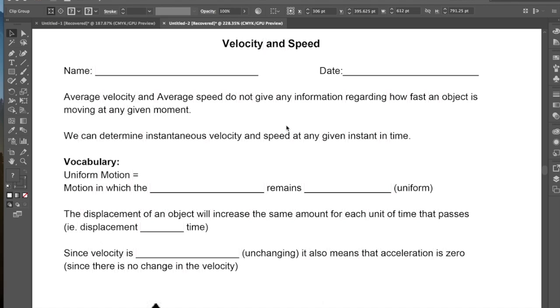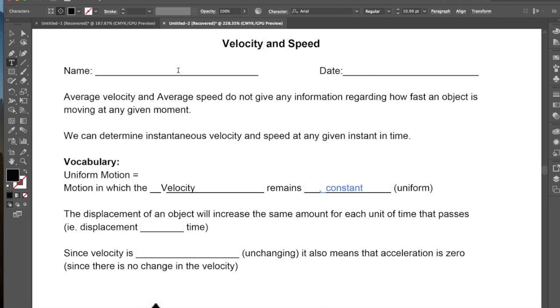And we can determine that at any given instant of time. So let's start with a little bit of vocabulary. What we're going to focus on today is maybe a concept that you've heard of before, and that's uniform motion. Uniform motion is motion in which the velocity of an object remains constant.